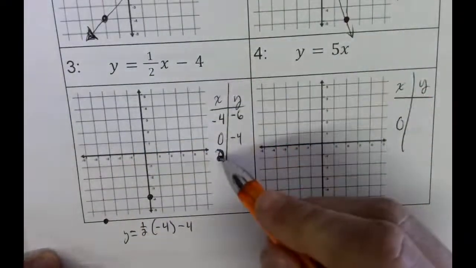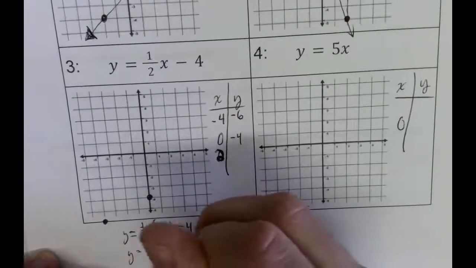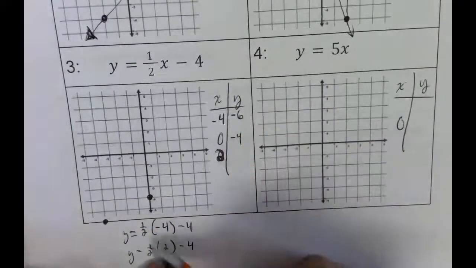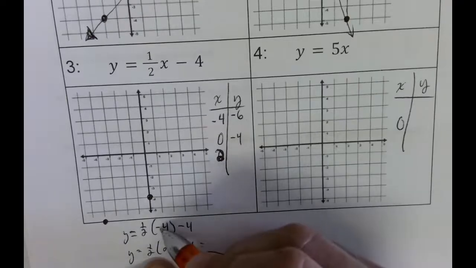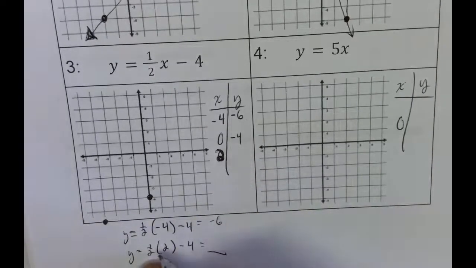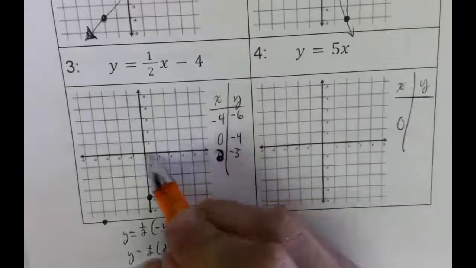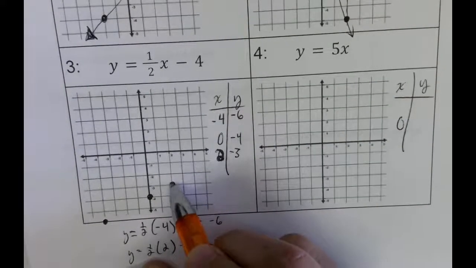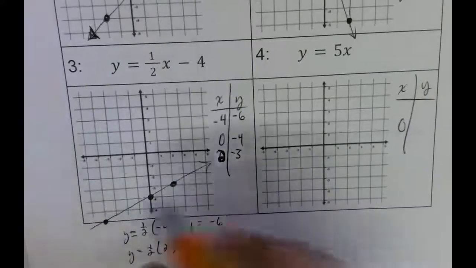And then one more. We're going to plug in 2. So again, y equals 1/2 of the value 2 minus 4. All of these are like, what if x is 2? Get an answer. Y would be blank. What if x is negative 4? Y would be, we said, negative 6. But again, what if x is 2? Half of 2 is 1. 1 minus 4 is negative 3. So that is the matching value. Right 2, down 3. And check it out. It does make a perfectly straight line.